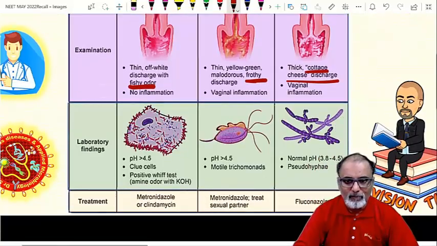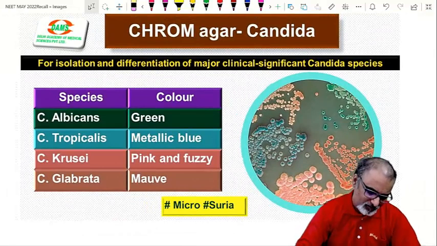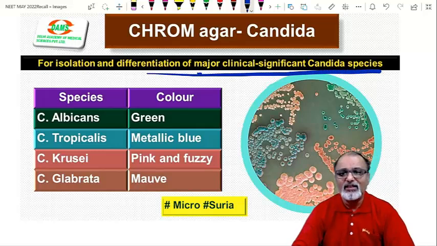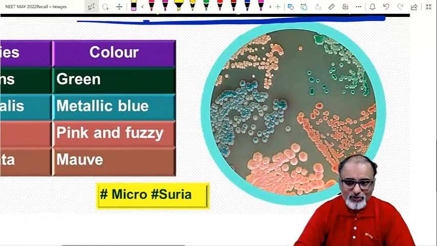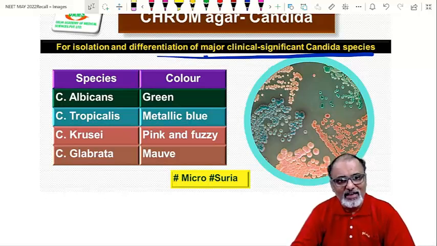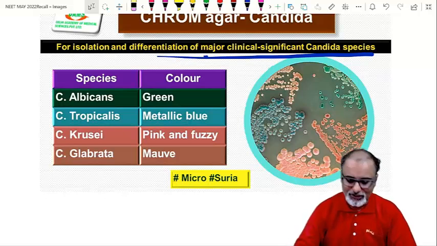And second thing, this is called CHROMagar, for isolation and differentiation of major clinically significant Candida species. Each one produces one color. For demonstration purposes, all are put on one medium. If it is green color, Candida albicans; metallic blue, Candida tropicalis; pink and fuzzy is Candida krusei; and mauve color is Candida glabrata. There are even more, depending upon the manufacturer, who add different colors for different species.